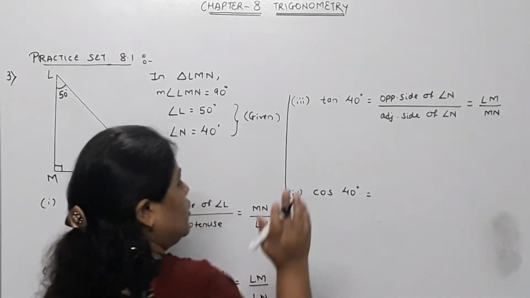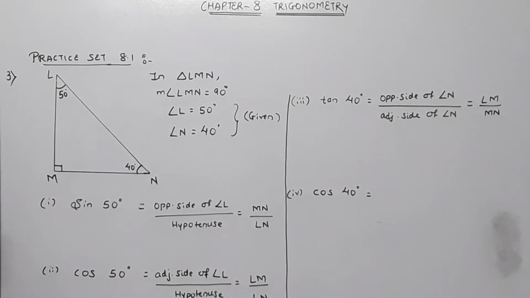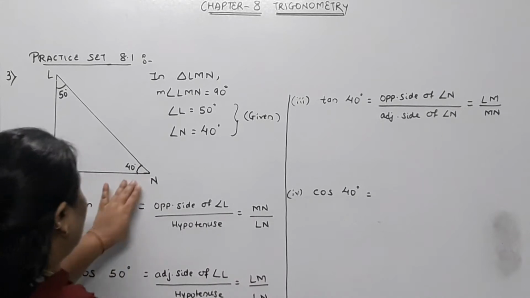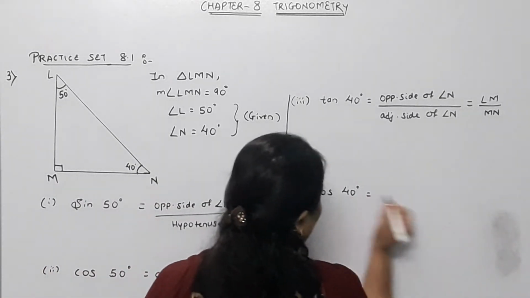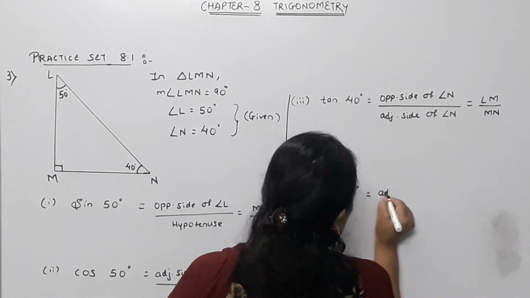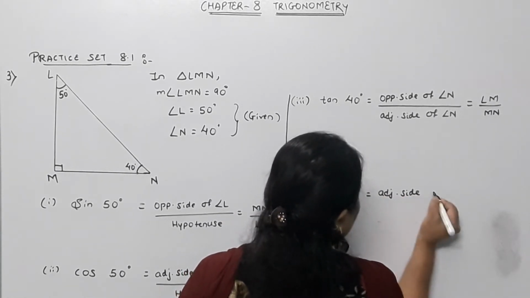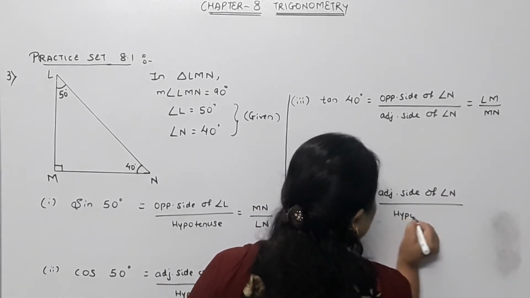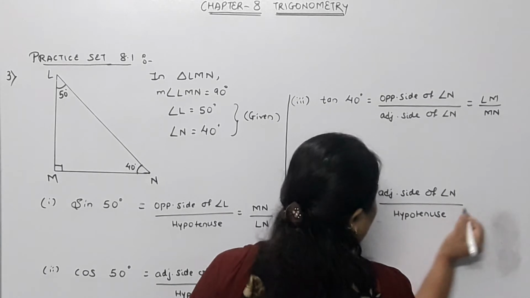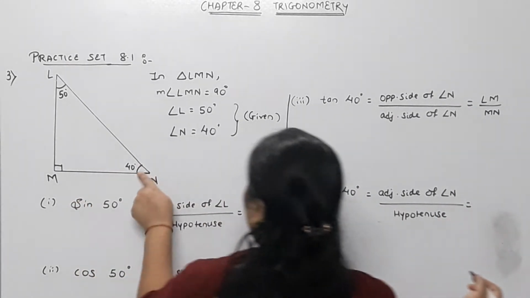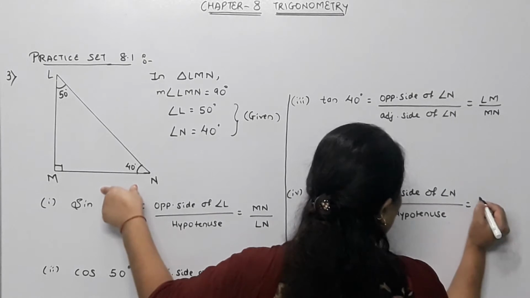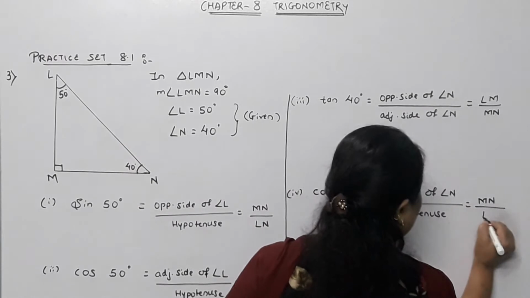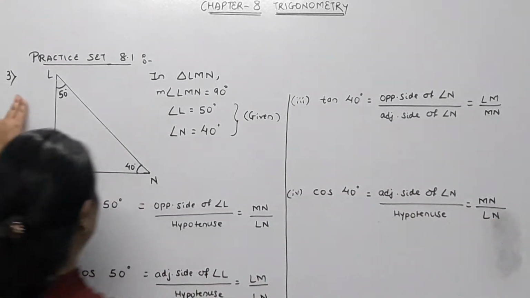Right? And the fourth ratio, for the fourth sum, is cos 40. Okay? So what is cos 40? For ratio of cos 40 we have to write adjacent side of angle N upon hypotenuse. Right? So adjacent of angle N or 40 degree is MN and hypotenuse is LN. This way we have done with our third sum.